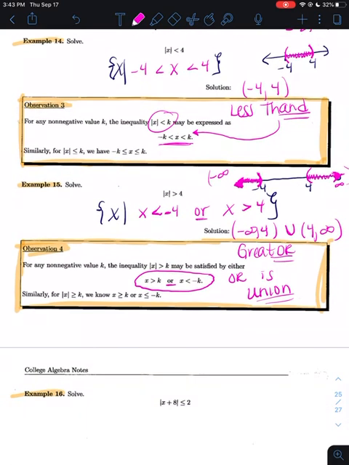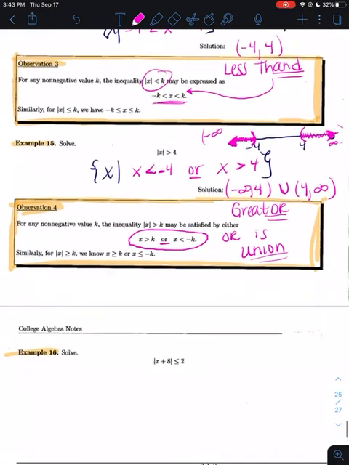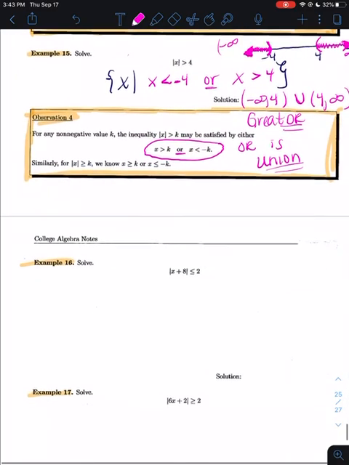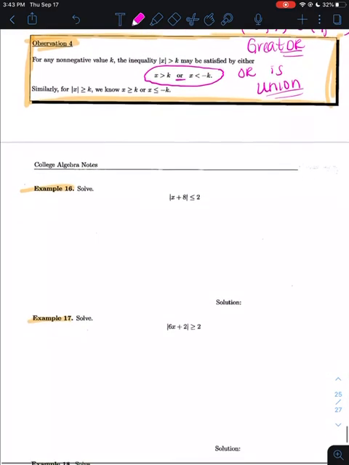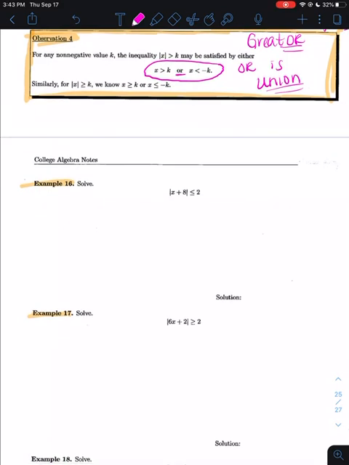All right, so now let's look at some problems where you have to do a little bit more work, but it's still absolute value inequalities. For example, 16 and 17 are going to be the last two that we do. So for the first one, we have a less than or equal to symbol.